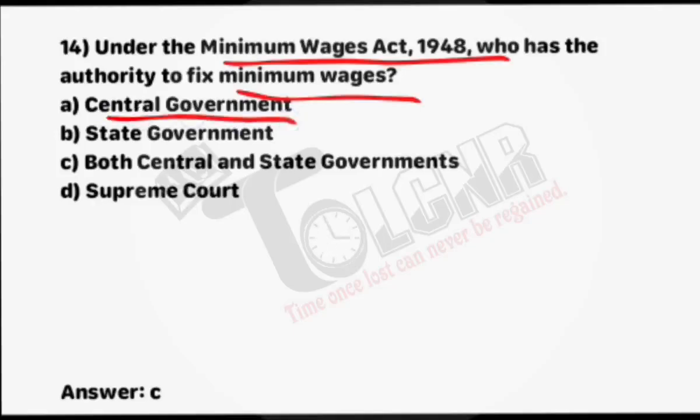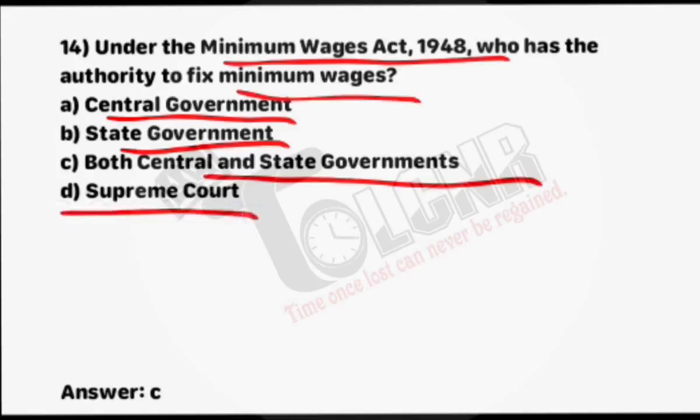Next question, under the Minimum Wages Act 1948, who has the authority to fix minimum wages? Option A, central government. Option B, state government. And option C, both central and state government. D option is Supreme Court. Option C is correct, both central and state governments.